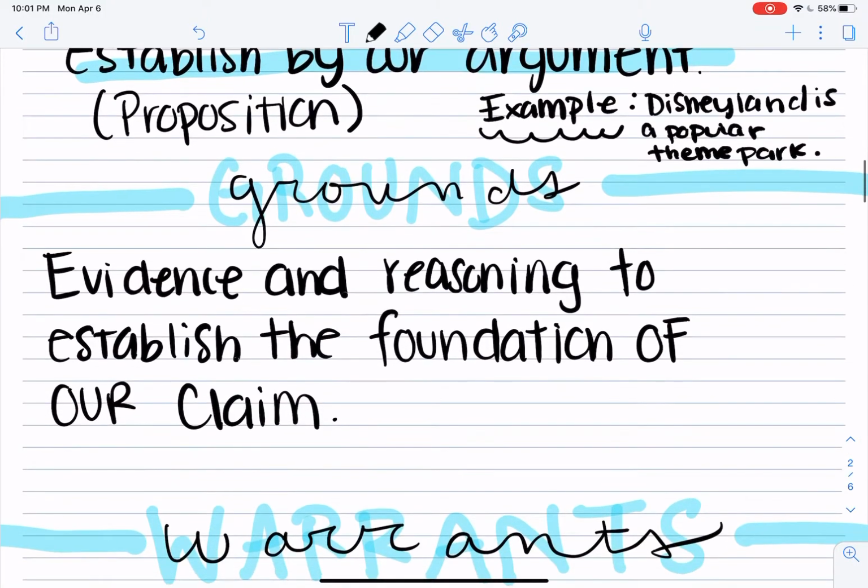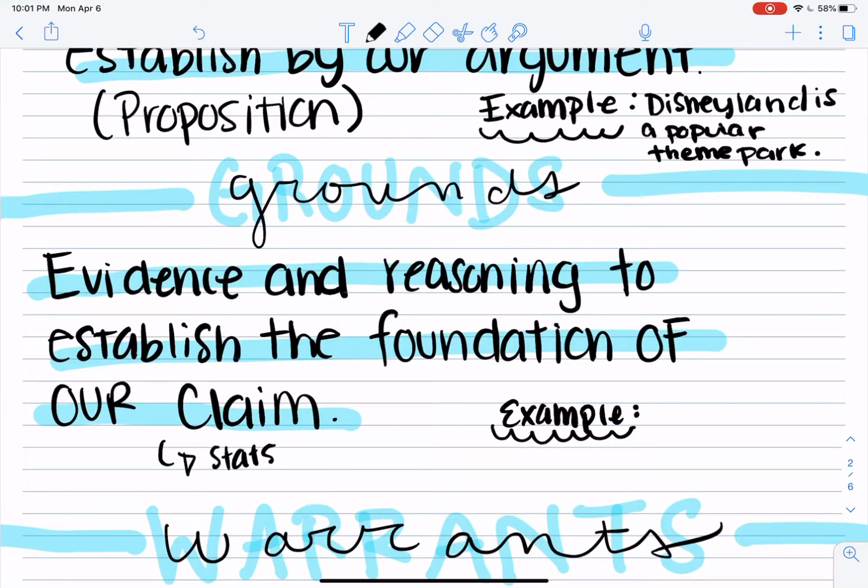Second, we have the grounds. Now, the grounds include the evidence and reasoning to establish the foundation of our claim. Essentially, the grounds support the claim we are making. Grounds are the proof or the evidence, right? This might include statistics, quotations, reports, anything essentially to support our ideas. It could be personal testimony, which remember we want to navigate away from, but any of those are really supporting our ideas, and that would be considered our grounds. The grounds answer the question, what is your proof and how do you know? So those are the two questions we're addressing when we're talking about the grounds.